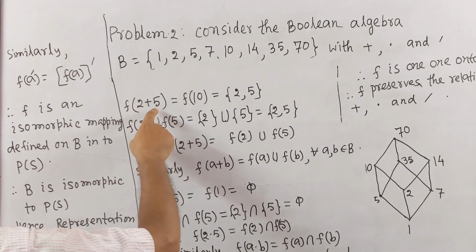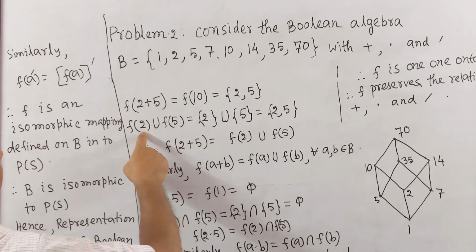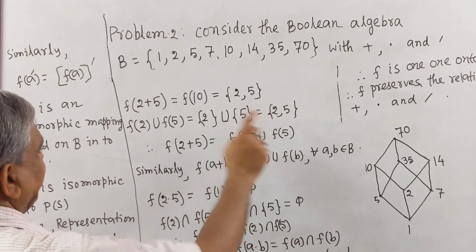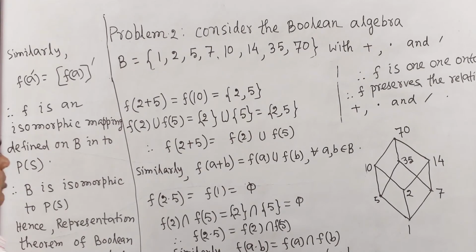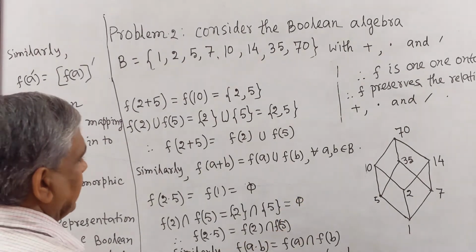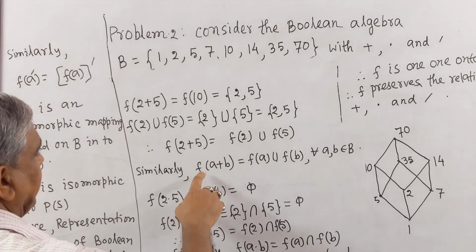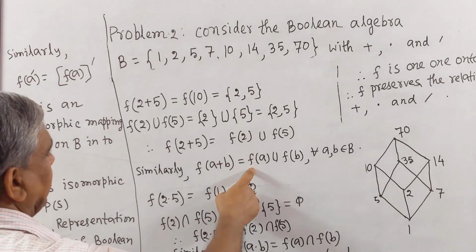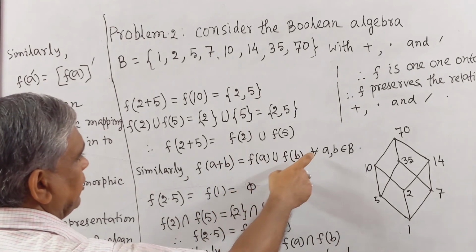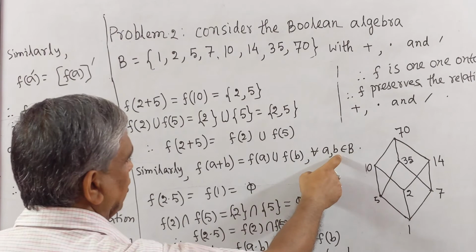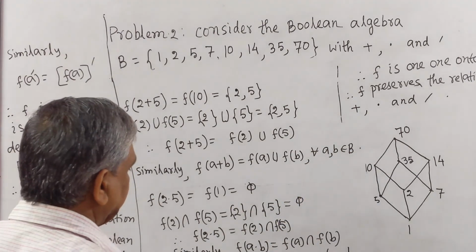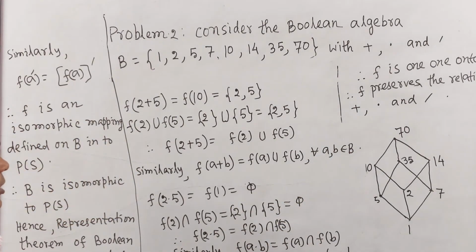Hence F of 2 plus 5 equal to F2 union F5. Similarly, taking other elements, we may show that F of A plus B equals FA union FB for all small a, small b belonging to capital B. Now we take dot.